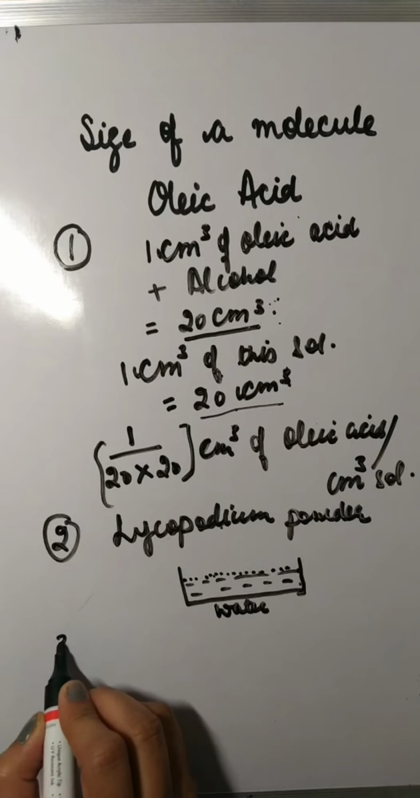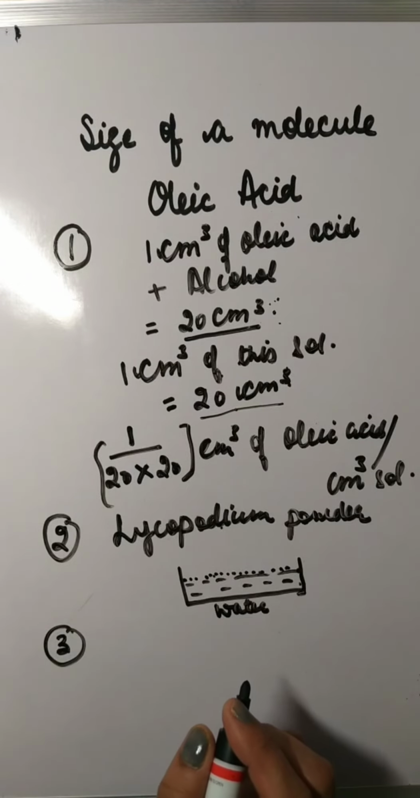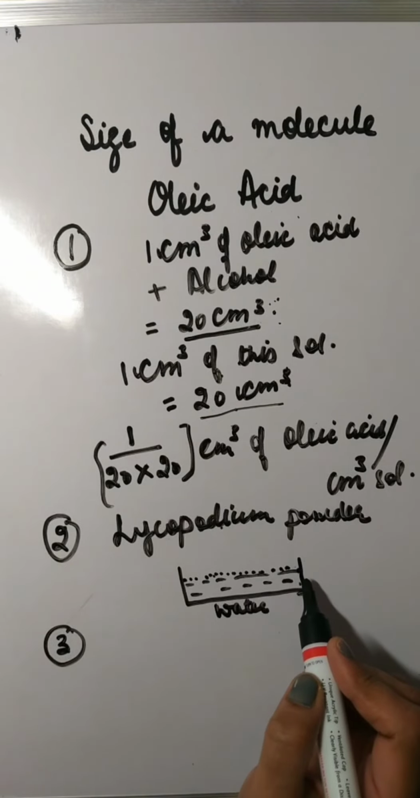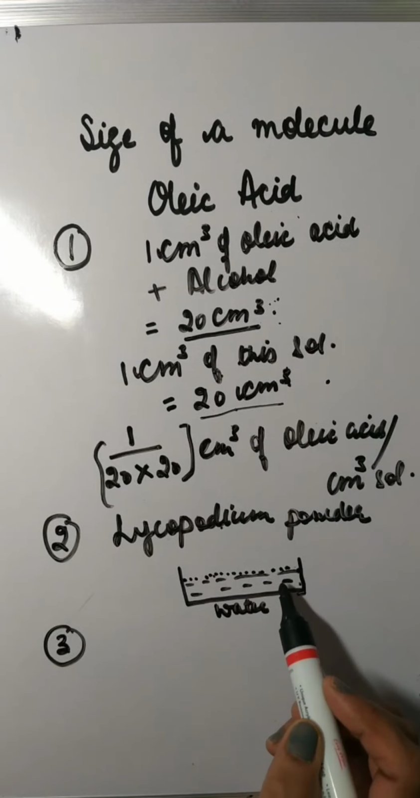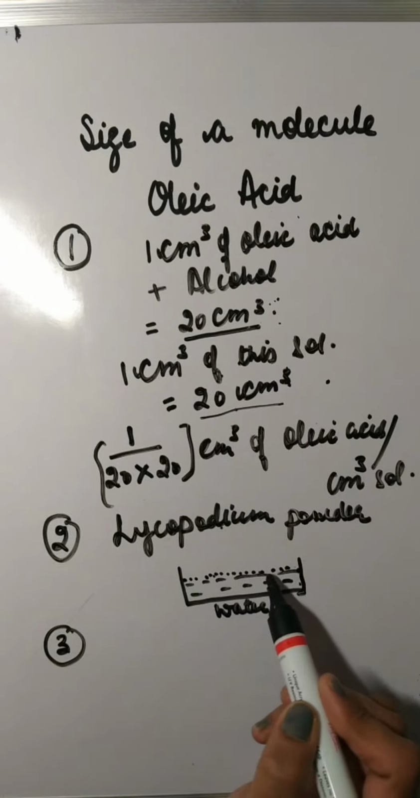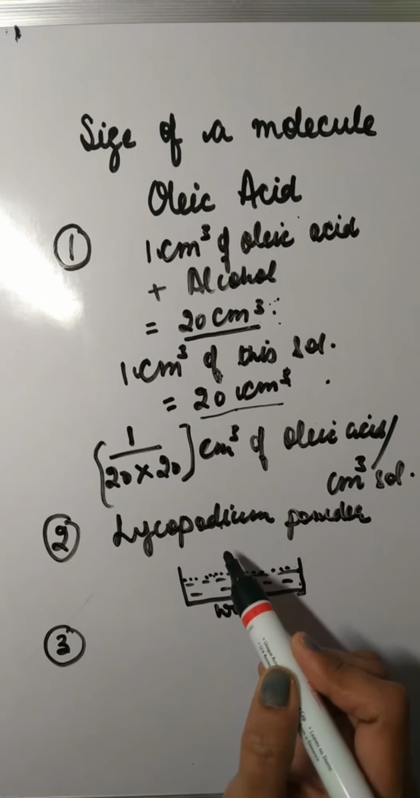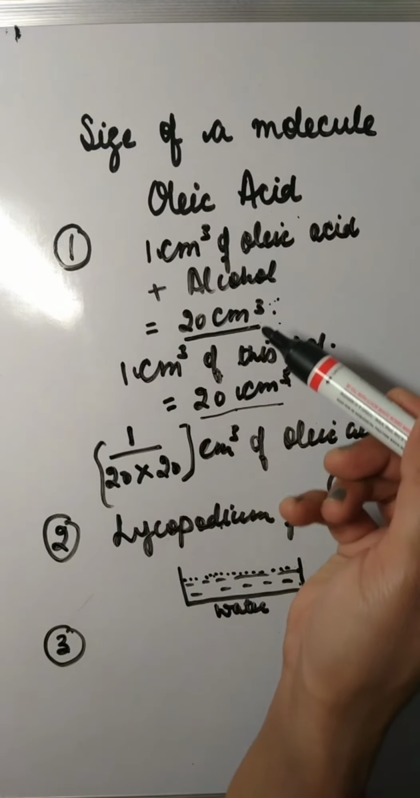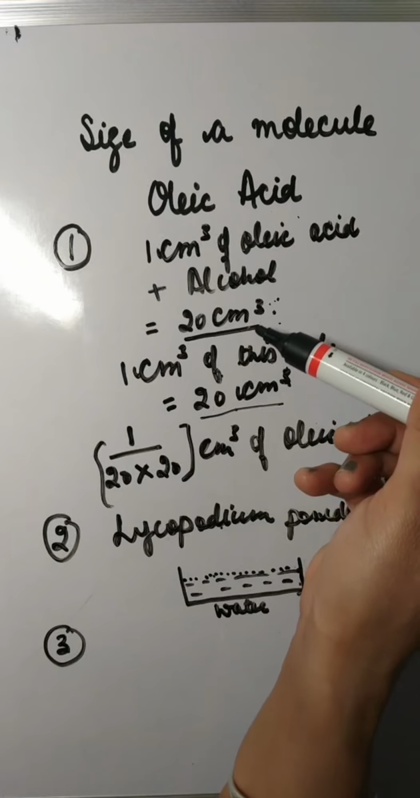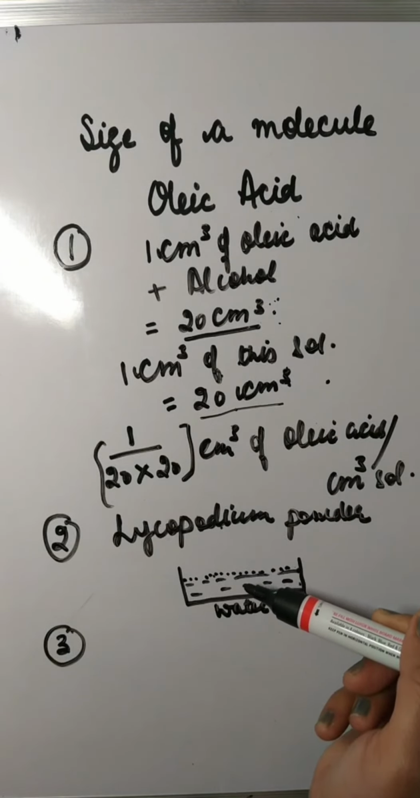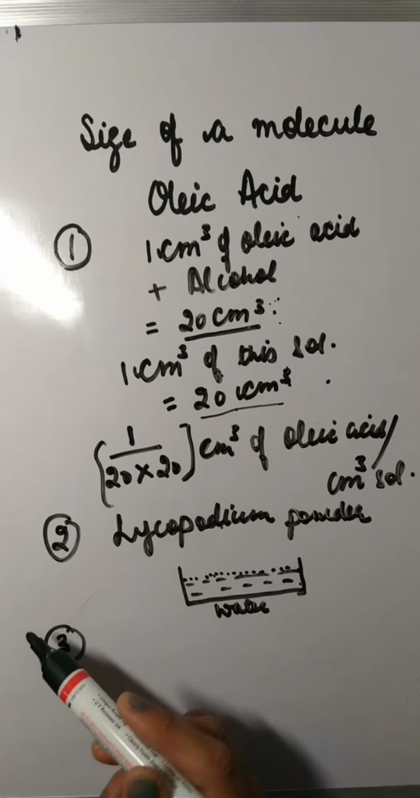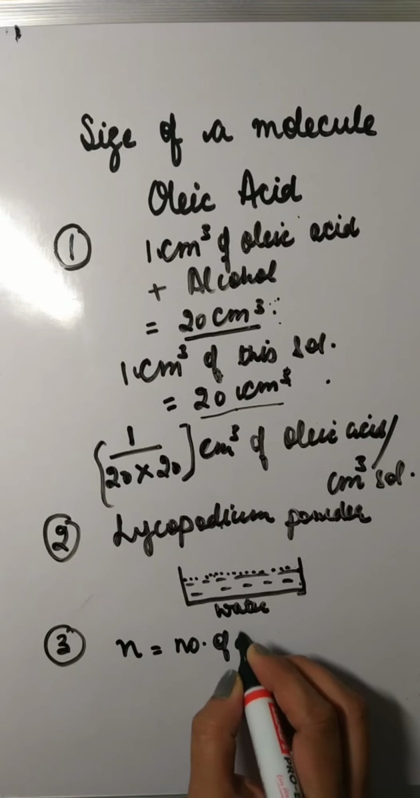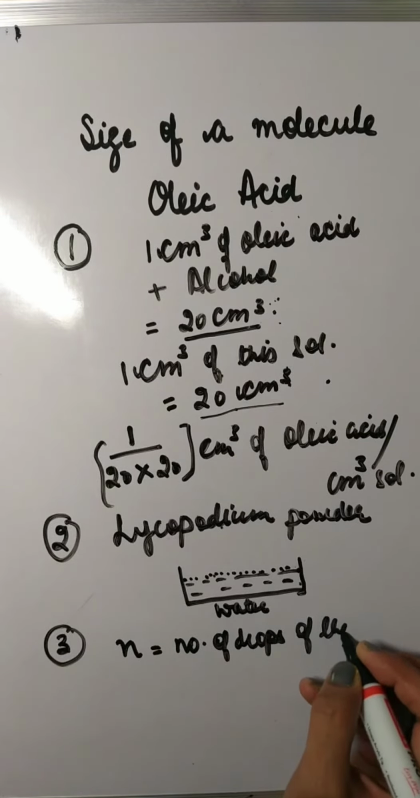So in the third step, after we have put this lycopodium powder on the water surface: in the first step we prepared the solution. In the second step, we took water in a tray and sprinkled lycopodium powder on top of the water surface. In the third step, we start dropping the solution we prepared, drop by drop, onto this lycopodium powder and water. So suppose we drop n number of drops of this solution.